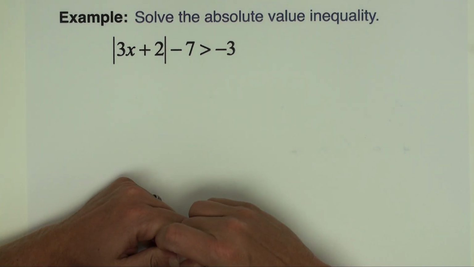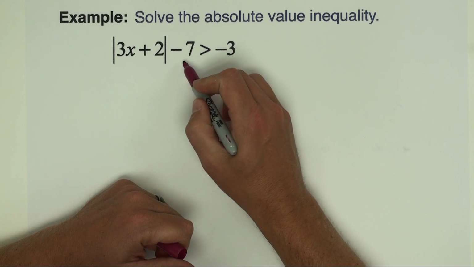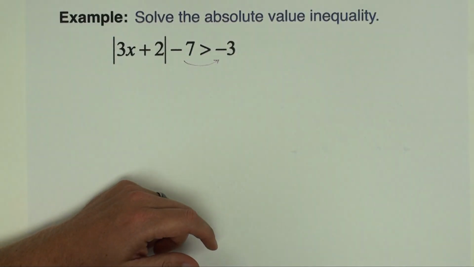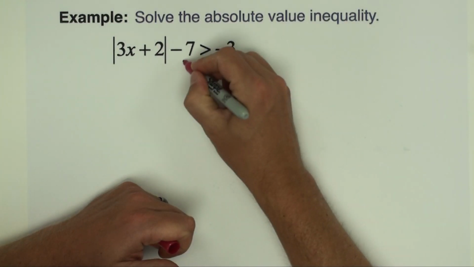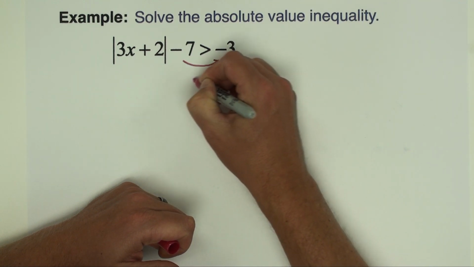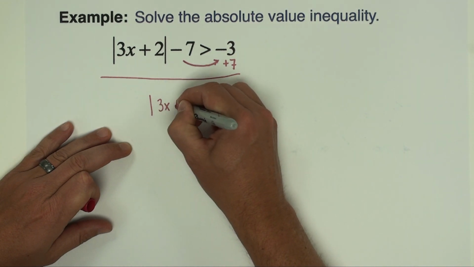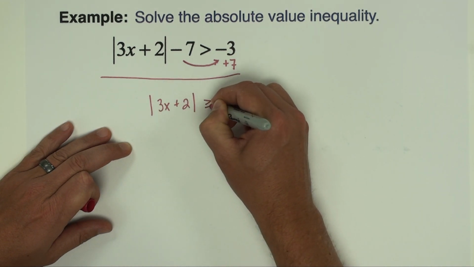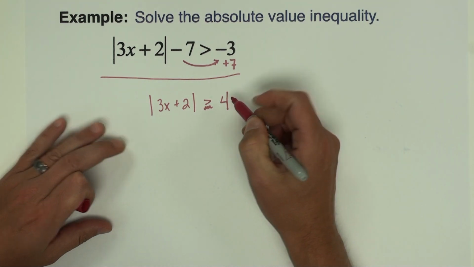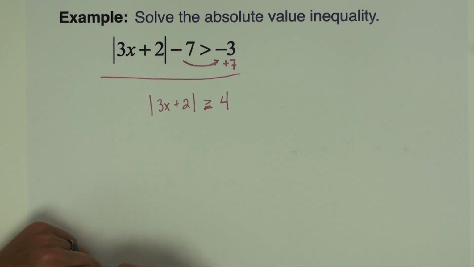All right, the next example problem. Again, I see a problem where I have absolute value. It's not by itself. I'm going to take this minus 7 and let's try a different pen here. We're going to move it over to the opposite side first by adding 7 to both sides. So that's going to give me absolute value 3x plus 2 is greater than, shouldn't be an equal to, it's greater than 4. Okay, a greater than means that we're going to have an or statement.